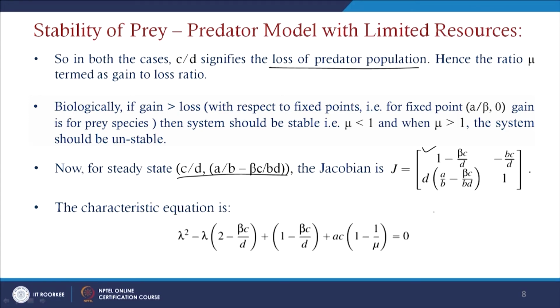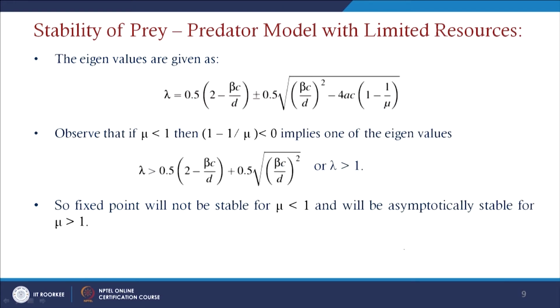And the characteristic equation, if you put minus lambda and minus lambda and find the determinant equal to 0, then we obtain this equation: lambda square minus lambda into 2 minus beta C by D plus 1 minus beta C by D plus SC into 1 minus 1 by mu equals 0.